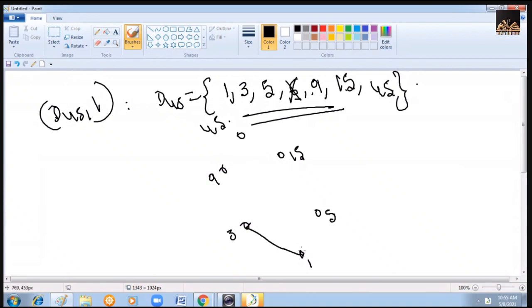Now check. So this is always possible. 1 is a divisor of 3. 1 is a divisor of 5. Next, 3 is a divisor of 9. Yes, 5 is a divisor of 5. 9 is a divisor of 45. 15 is a divisor of 45. Similarly, 3 is also a divisor of 15. Right? Any other edges I am missing? Am I missing any other edges, ma'am? Is it clear?